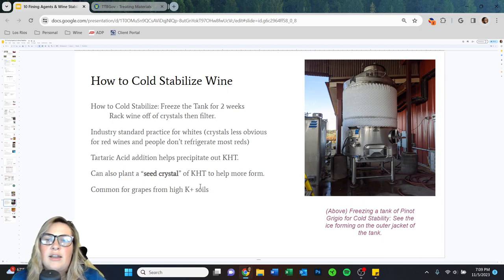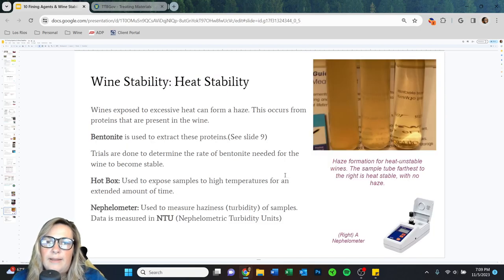There's also other additives you can add for cold stability, but you'd have to go to that product's website and read their instructions on what to use. There might be specific parameters that need to be met to use that, but the easiest way to do it is just freeze it. It's the most natural way. You don't have to add anything, and you call it a day.